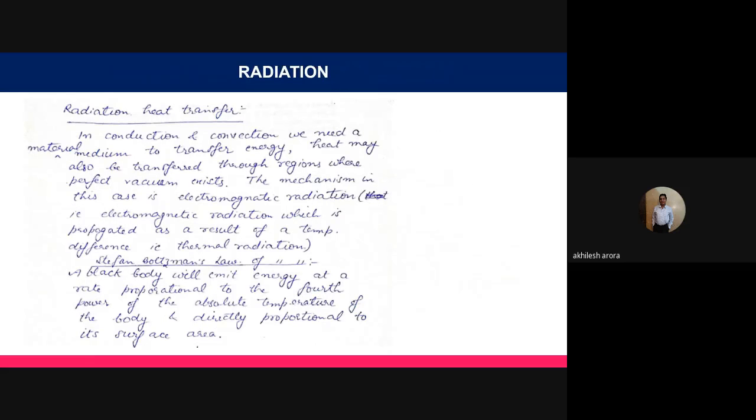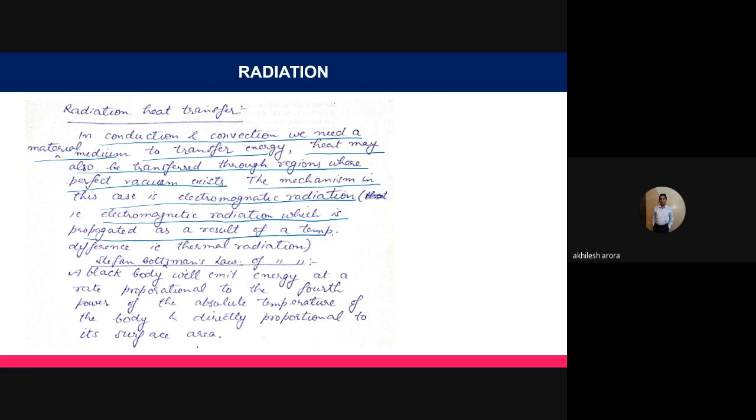Now let us talk about radiation heat transfer. Now what is radiation heat transfer? In conduction and convection we need a material medium to transfer energy. Heat may also be transferred through regions where perfect vacuum exists. The mechanism in this case is electromagnetic radiation, that is, electromagnetic radiations or waves which are propagated as a result of temperature difference, that is thermal radiation. So because of the thermal radiations, the heat will be transferred.